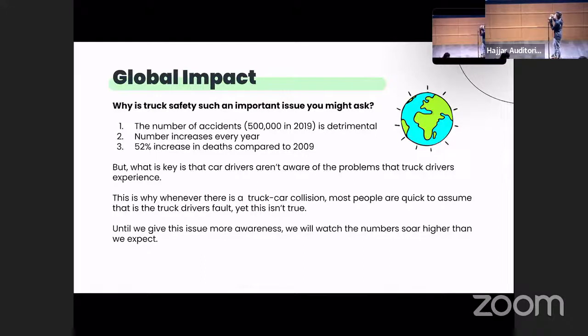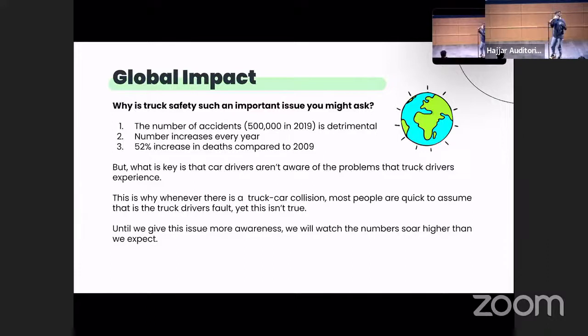And there's been a 52% increase in deaths compared to 2009, which is not a good number, because if we keep on increasing this number, we will keep getting more accidents and more fatal crashes. But one of the main problems is that car drivers aren't aware of the problems that truck drivers experience. So they're quick to assume that truck drivers are usually lazy or don't pay attention.